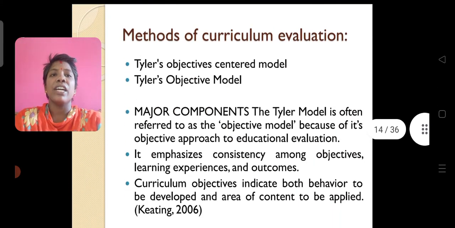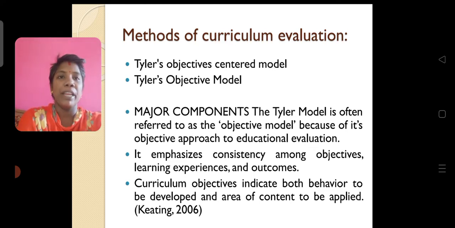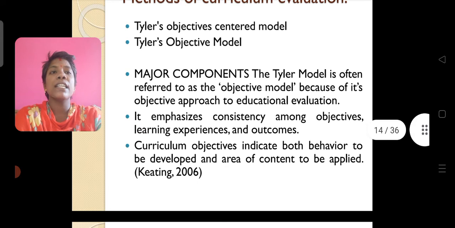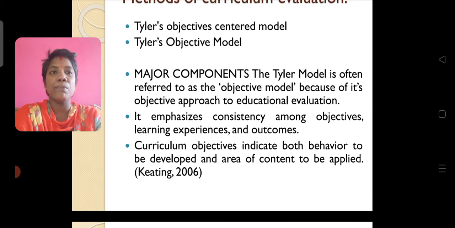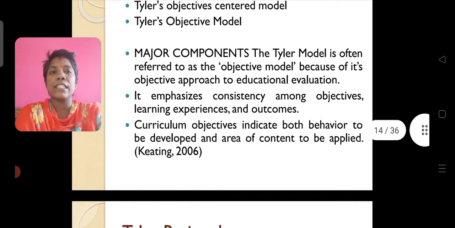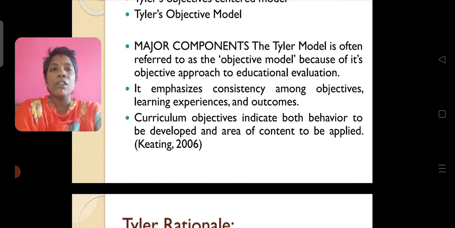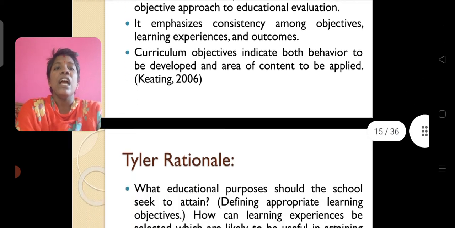Okay, methods of curriculum evaluation. Taylor's objective-centered model is one of the main models. Major components. Taylor's model is often referred to as the objective model because of its objective approach to educational evaluation. It emphasizes the consistency among objectives, learning experiences and outcomes. Curriculum objectives indicate both the behavior to be developed and the area of the content to which it is applied.